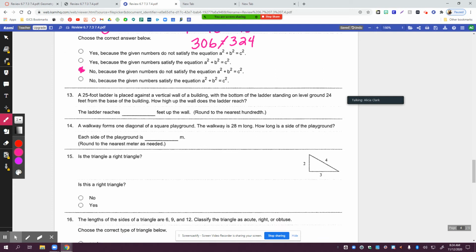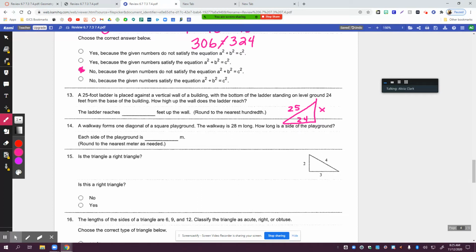Now, a little more about Pythagorean theorem and what we talked about yesterday. A 25-foot ladder is placed against a vertical wall with the bottom standing on level ground 24 feet from the base. How high up the wall does the ladder reach? So if I'm looking at my building, here's my ladder. There's how far it is away. 24 feet from the base of the building, so this would be 24. 25-foot ladder. We're trying to figure out how far up the wall it goes, so trying to figure out what x is.